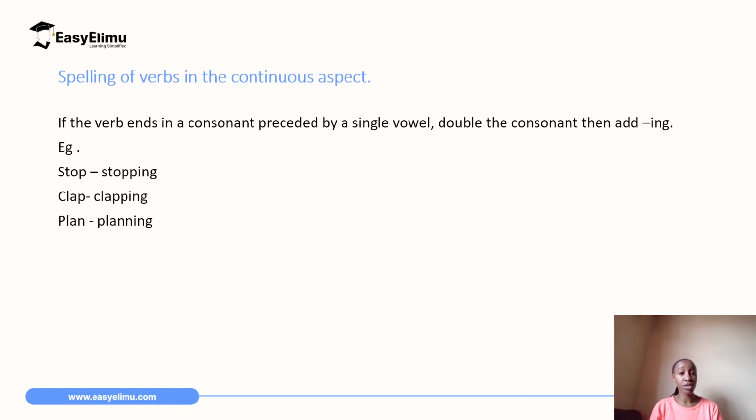And so because of that, there are changes that happen. Because of adding ing to the main verb, there are some spelling changes that happen to some of the main verbs. And that is what we are going to look at. The first one is, if the verb ends in a consonant preceded by a single vowel, double the consonant, then add ing. So, like the word stop, S-T-O-P.